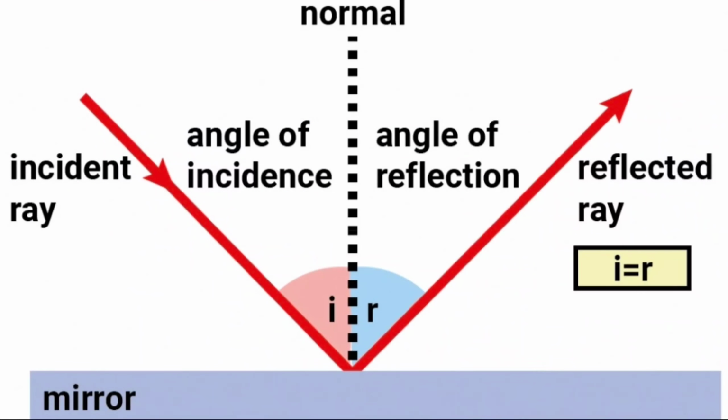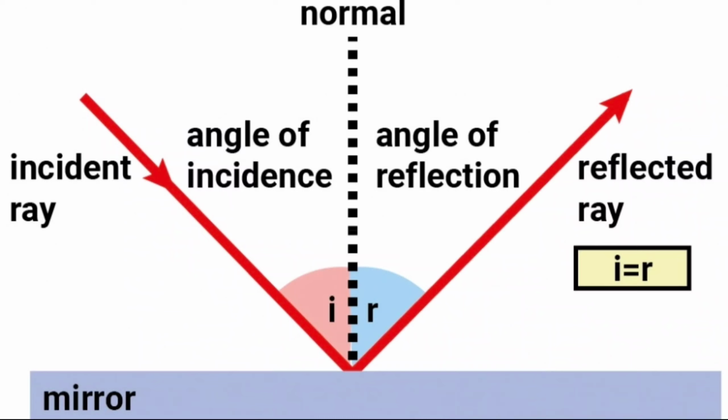Students, our next topic is the laws of reflection. Actually, all the reflections are happening on the basis of the laws of reflection. So, what are the laws of reflection? The laws of reflection state that the incident ray, the reflected ray, and the normal at the point of incidence all lie in the same plane.